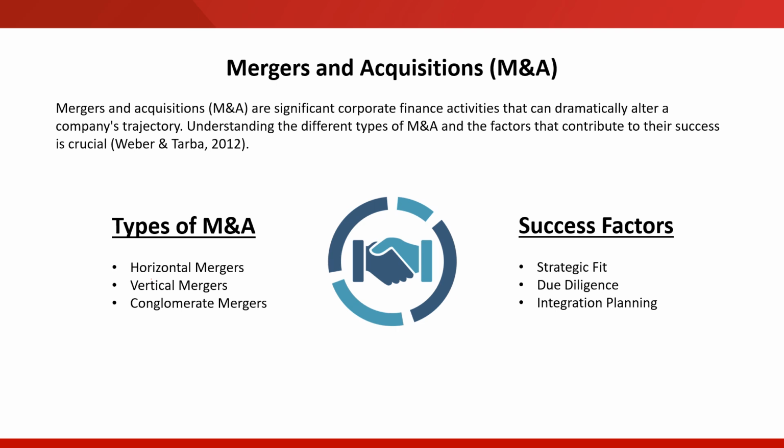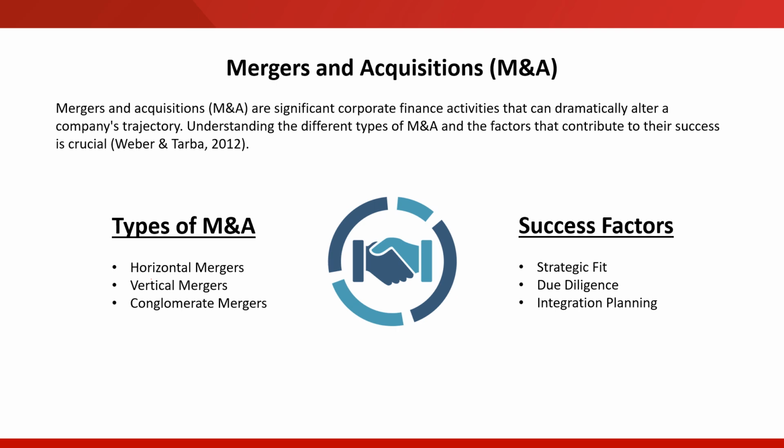Vertical mergers occur between companies at different stages of the supply chain. These mergers aim to increase efficiency, reduce costs, or improve supply chain management. An example would be a car manufacturer merging with a parts supplier.